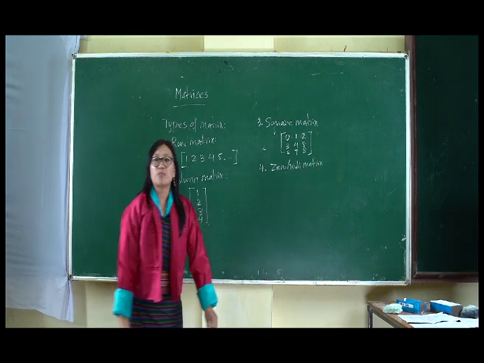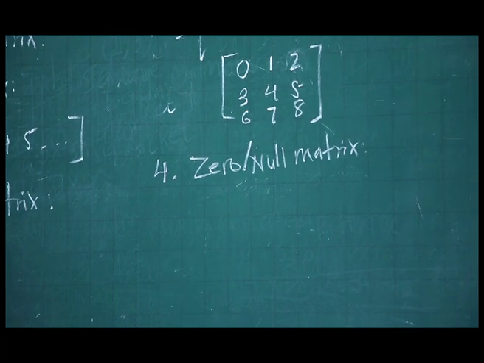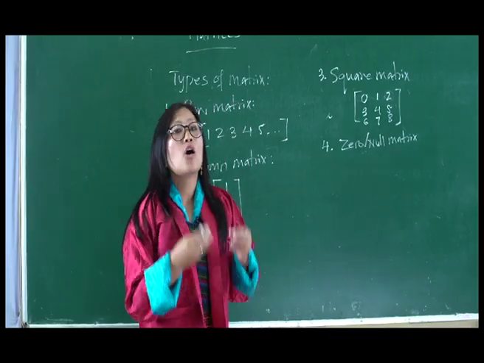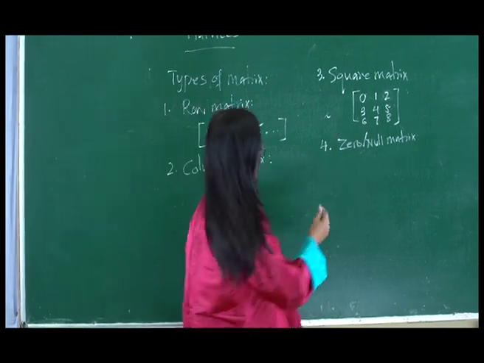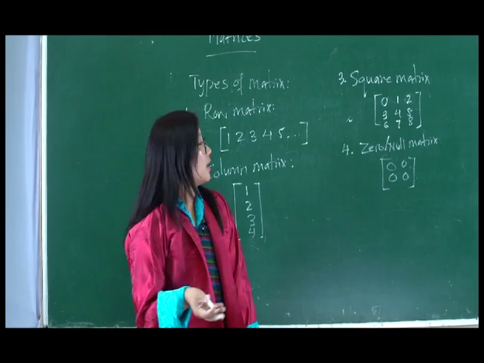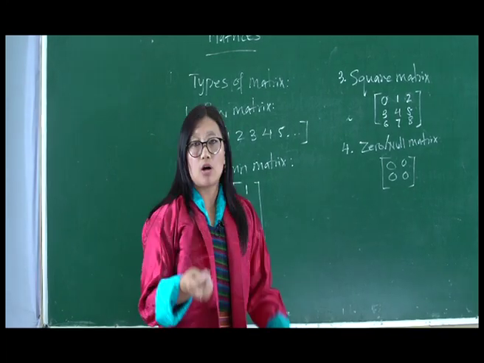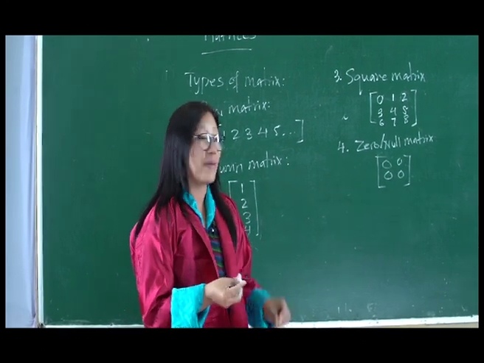The fourth type of matrix that we have is a zero matrix, or we also call it a null matrix. This means that all the elements inside this matrix will be 0. This is a simple example. If you find a matrix with all zeros, it is a zero matrix or a null matrix.